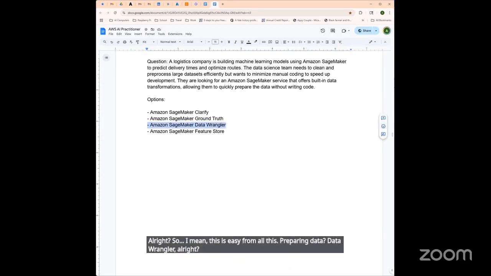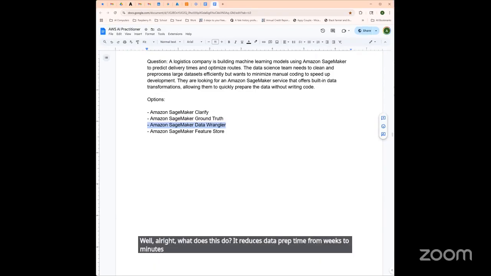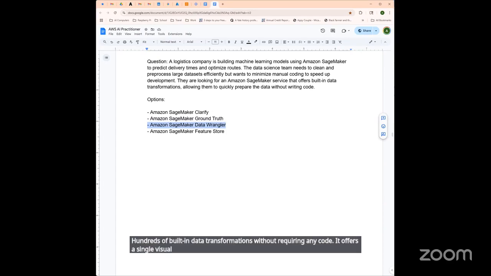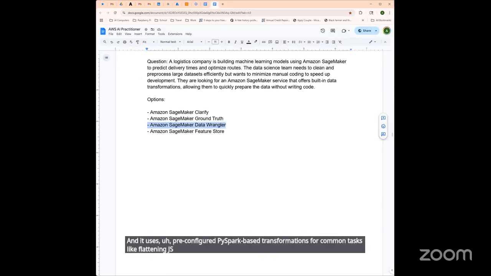So why is this correct? This is a perfect solution. Well, all right. What does this do? It reduces data prep time from weeks to minutes. It provides hundreds of built-in data transformations without requiring any code. It offers a single visual interface for the entire data prep workflow. It supports data selection, cleansing, exploration, visualization, and processing at scale. And it uses pre-configured PySpark-based transformations for common tasks like flattening JSON, deleting duplicates, imputing missing data, and one-hot encoding, right? And time series transformations too.